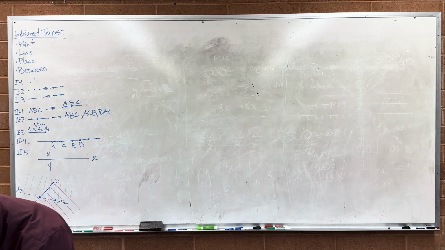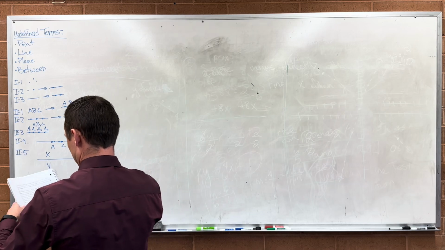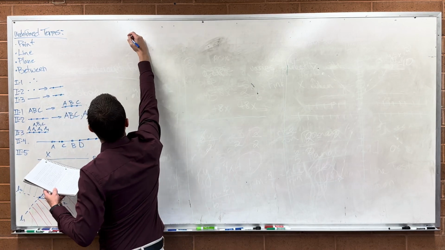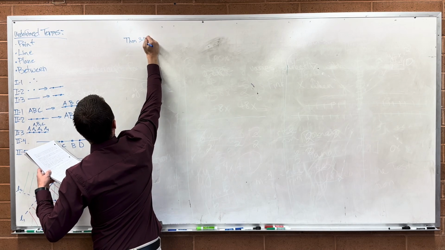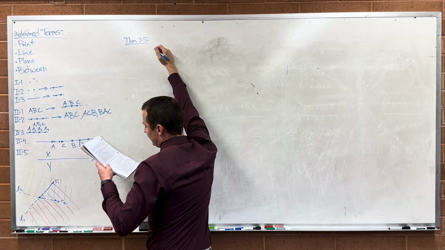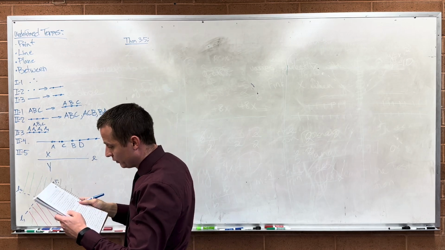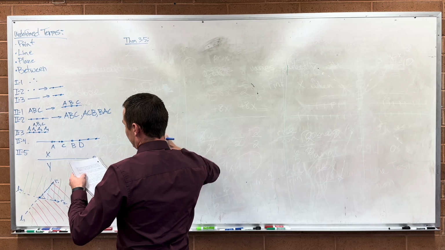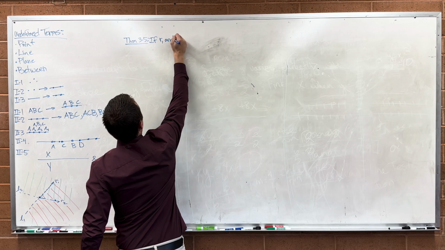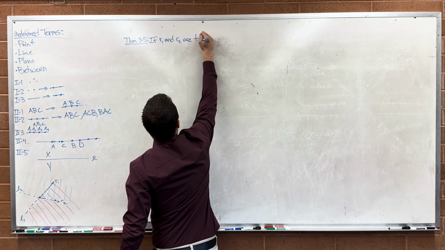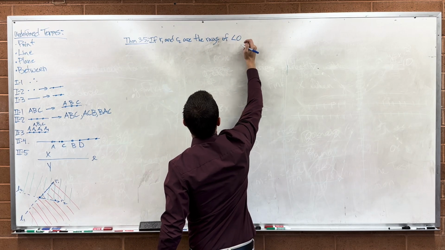Theorem 3-5. I thought we were on 3-6. Okay, so 3-5. So what does theorem 3-5 say? If R1 and R2 are the rays of some angle, called angle O.